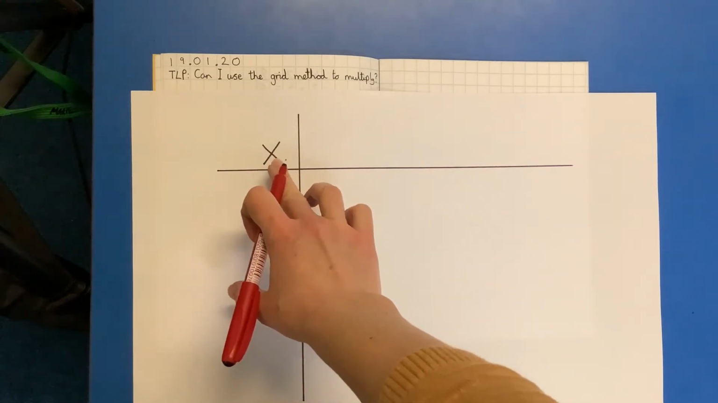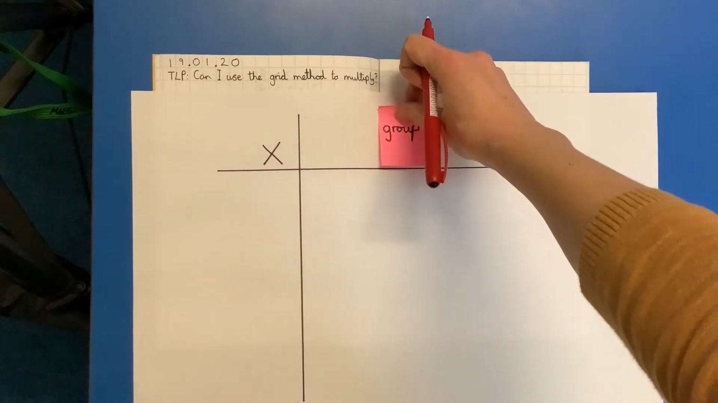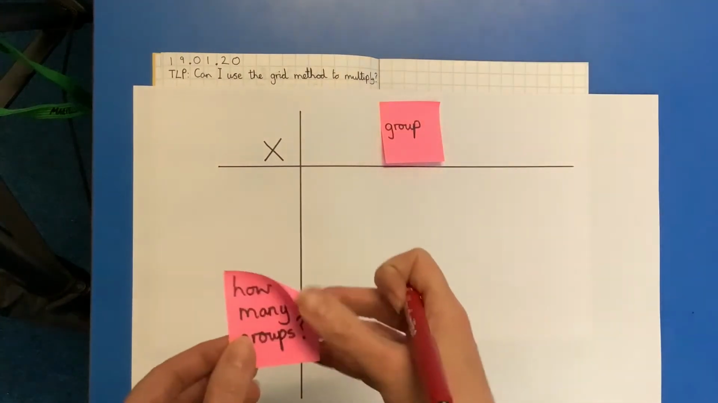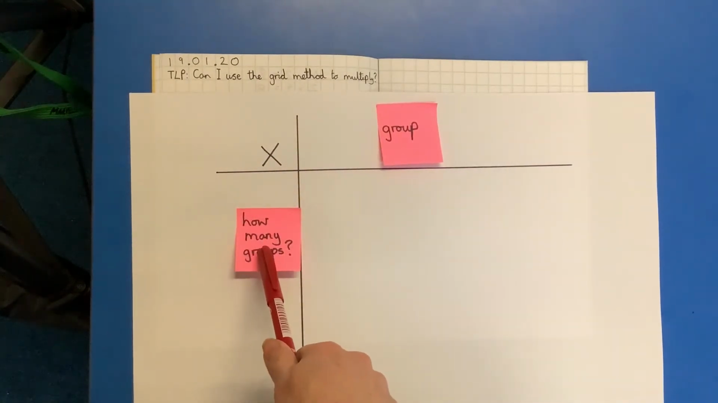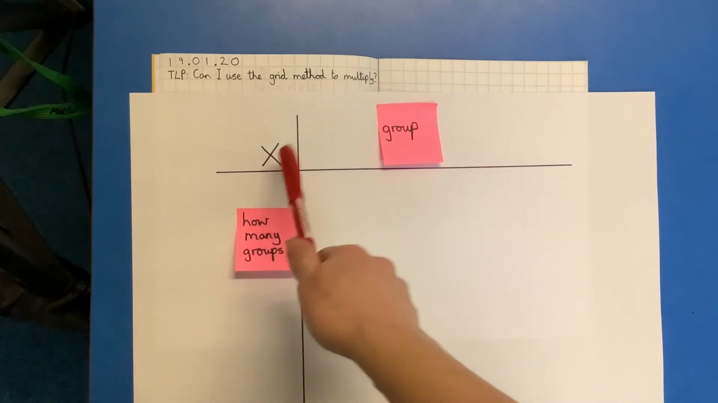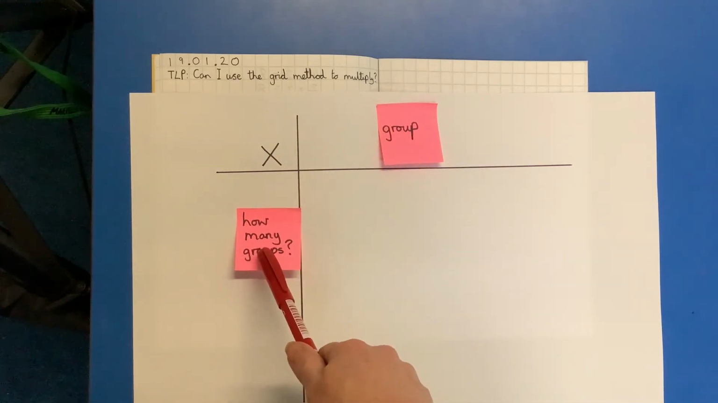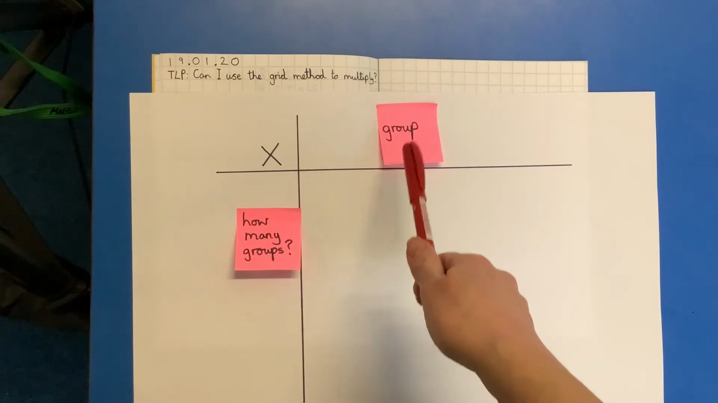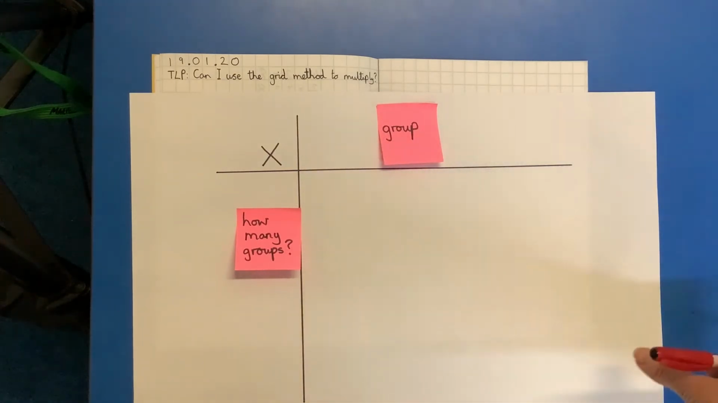And of course we have the group. How large is the group? And down here, how many groups are there? So when we write our number sentence, we have how many groups times the size of the group. How many lots of this number? Okay, let's try doing that in our books.